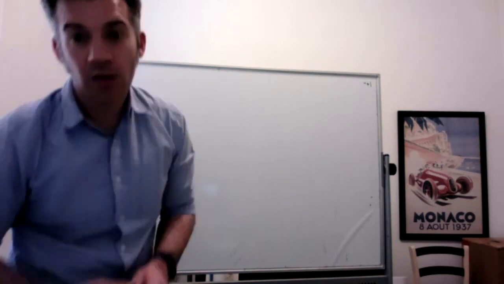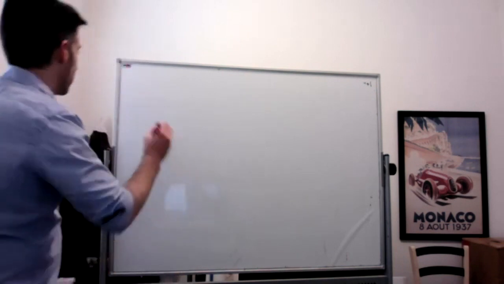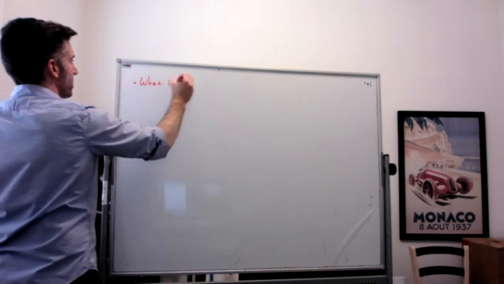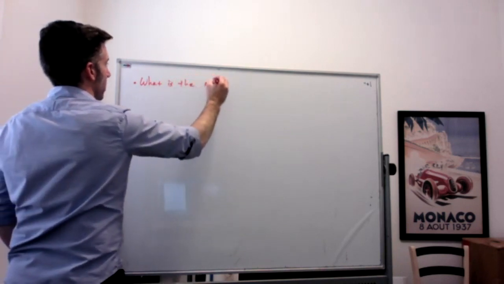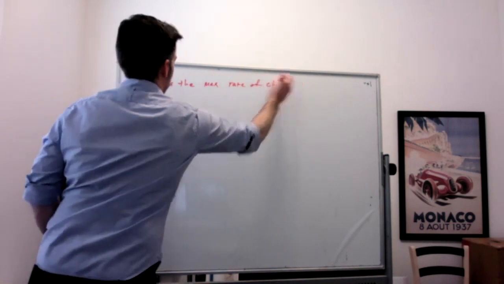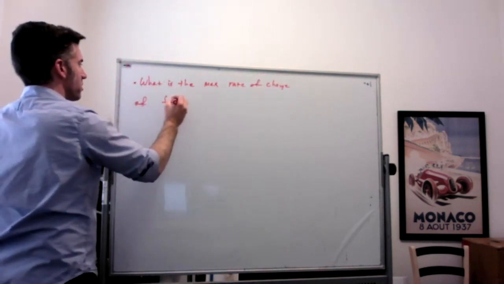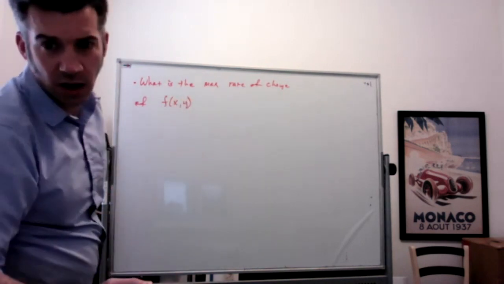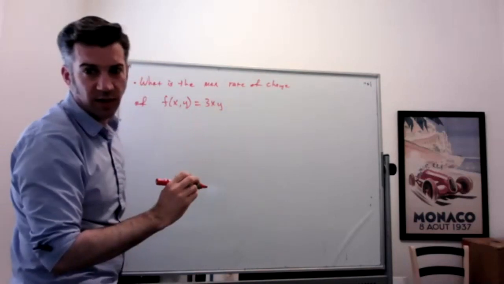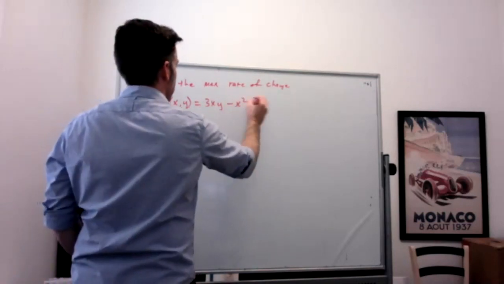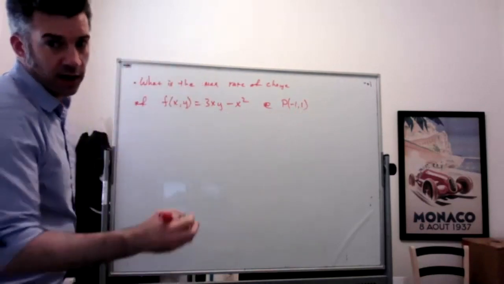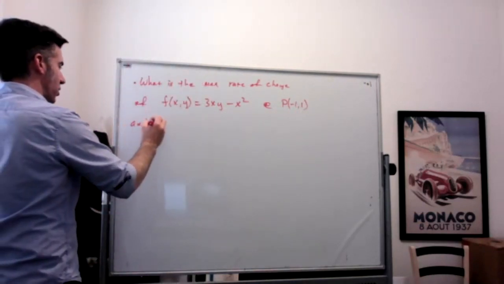Sure. So let's answer this question. What is the maximum rate of change of the function 3xy minus x squared at the point (-1, 1), and in what direction does it occur?